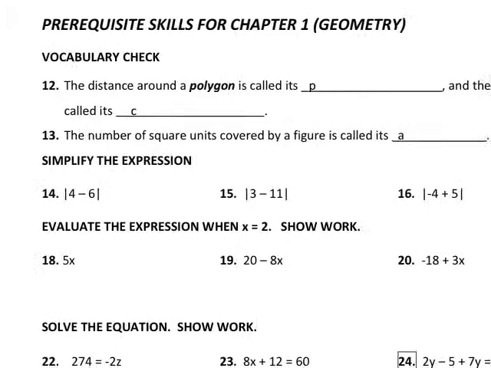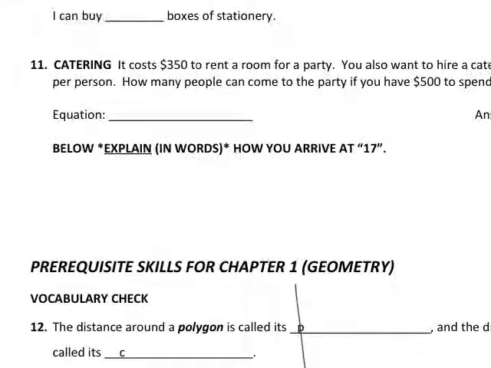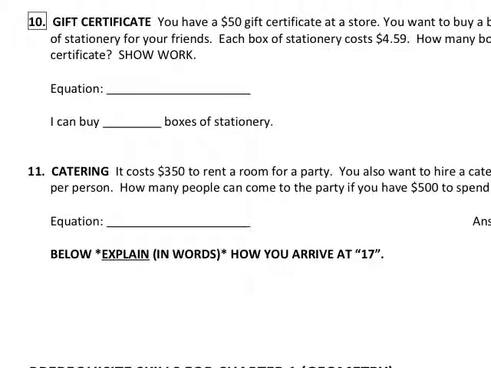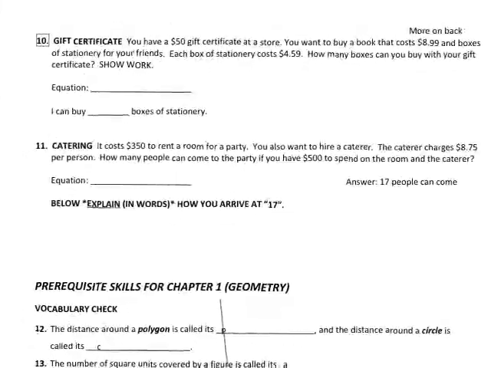Now, in order to begin our chapter on geometry, which we will be starting tomorrow, I do want you to be aware of some of the vocabulary terms and also some ways to solve some of the problems that we're going to be working on. Let me move up. I'm going to move up to the top of this page. Okay, and we do have a gift certificate type problem. I'm going to do number 10. I'm going to leave number 11 for you to try on your own.